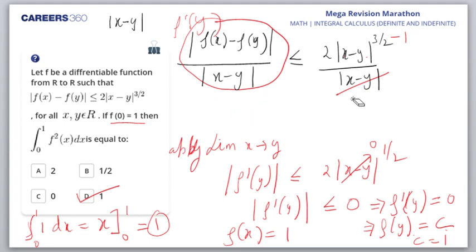Now you look at this. It would be easier for you to understand. I hope now it is okay. Apply limit x tending to y. So this would be f dash y, this would become f dash y, and this would become 0. Okay. So can I come to the next question?